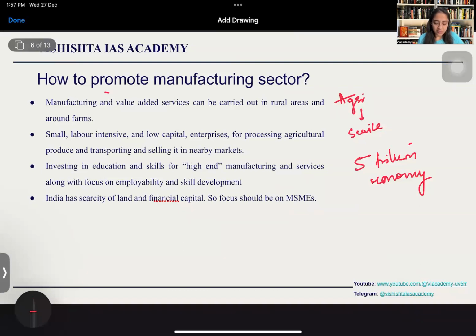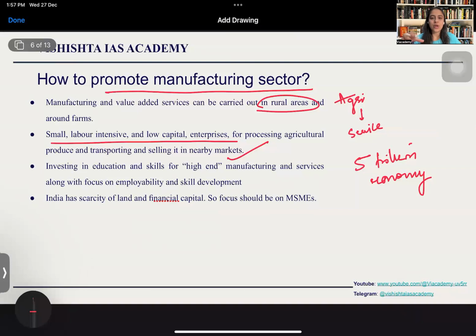Manufacturing and value-added services can be carried out in rural areas and around farms, small, labor-intensive, low-capital enterprises for processing agricultural produce and transporting and selling it to the nearby markets. So, doing it in small areas so that everyone is engaged, and it will also help to remove the disguised unemployment which is happening in the agriculture sector, so that people can move from agriculture to a more productive manufacturing sector. Investing in education and skills for high-end manufacturing services.